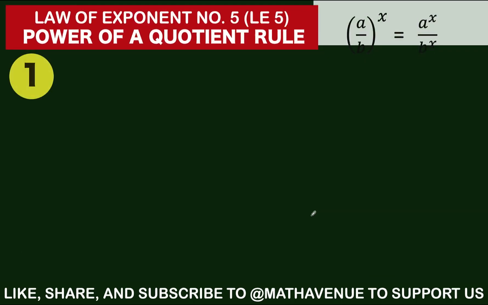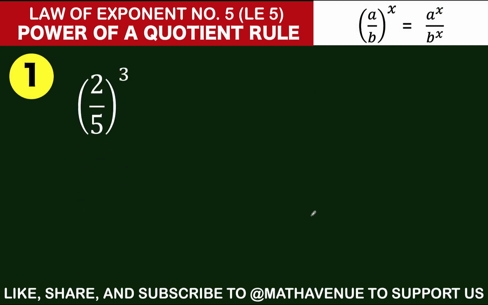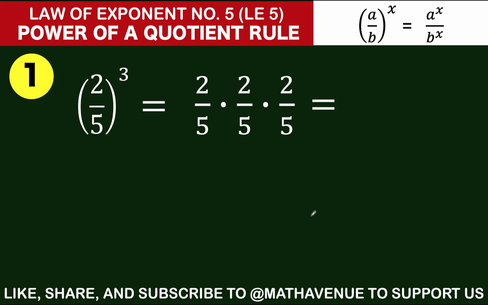Let's have a demonstration on how this happens. Let's say if you have 2 over 5 raised to the third, this can be written as 2 over 5 times 2 over 5 times 2 over 5, applying the definition of exponents. We multiply the base 3 times. And when you multiply fractions, you multiply the numerators and you multiply the denominators.